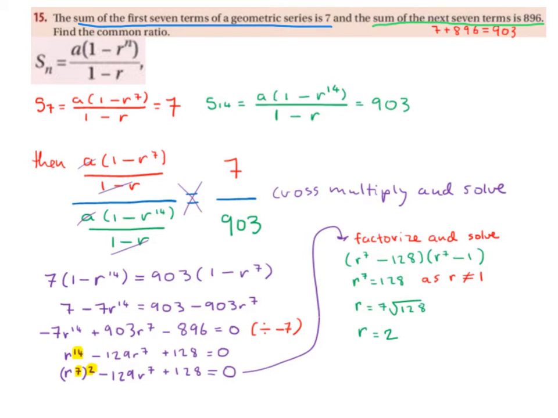And we're going to let r to the power 7 minus 128 equal 0. So r to the power 7 will equal positive 128. So r is going to be the 7th root of 128. So r is going to be 2.